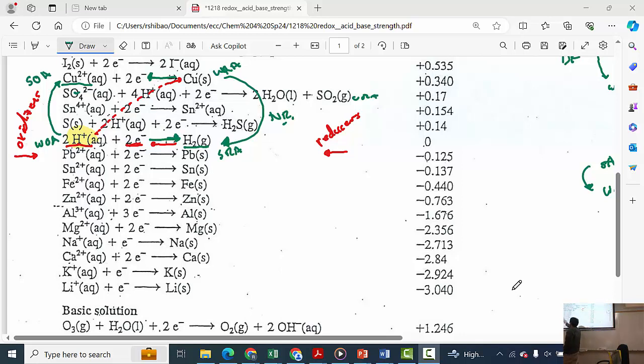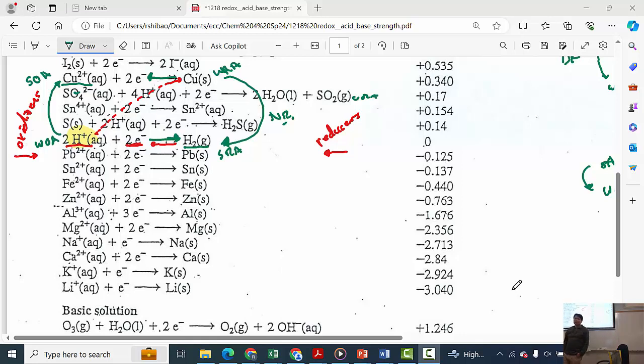And therefore, in order for H plus to react, we need something stronger than hydrogen. What's stronger than hydrogen? Lead. Is lead stronger? Yes. The strongest is lithium. And so as we go down on this side, it gets stronger and stronger. As we go up on this side, it gets stronger and stronger. So it'll react with lead.